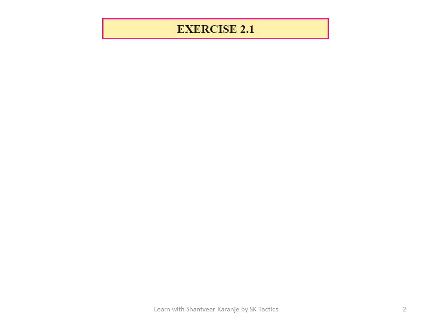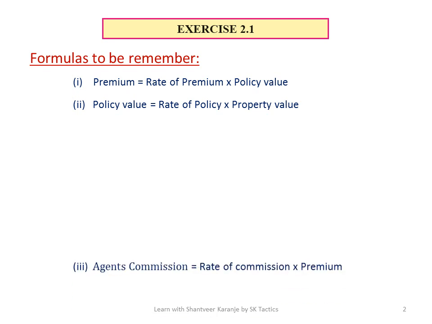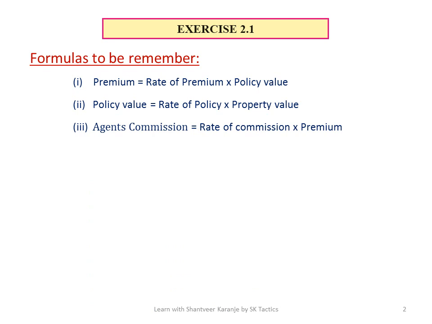So, friends, directly I'm starting exercise 2.1, for which we need a few formulas to recall and remember. So here is the list of formulas to be used in this exercise 2.1. First formula: premium is equal to rate of premium into policy value. Second formula: policy value is equal to rate of policy into property value. Third formula: agent's commission is equal to rate of commission into premium.